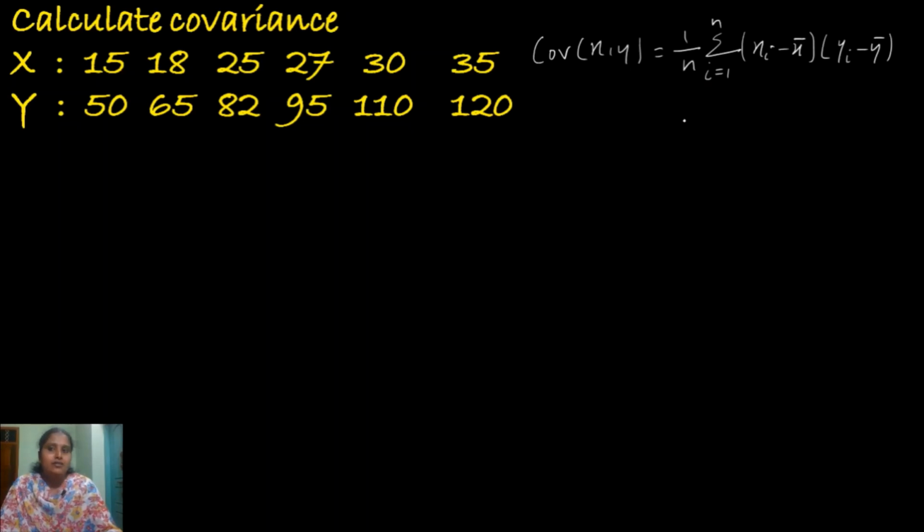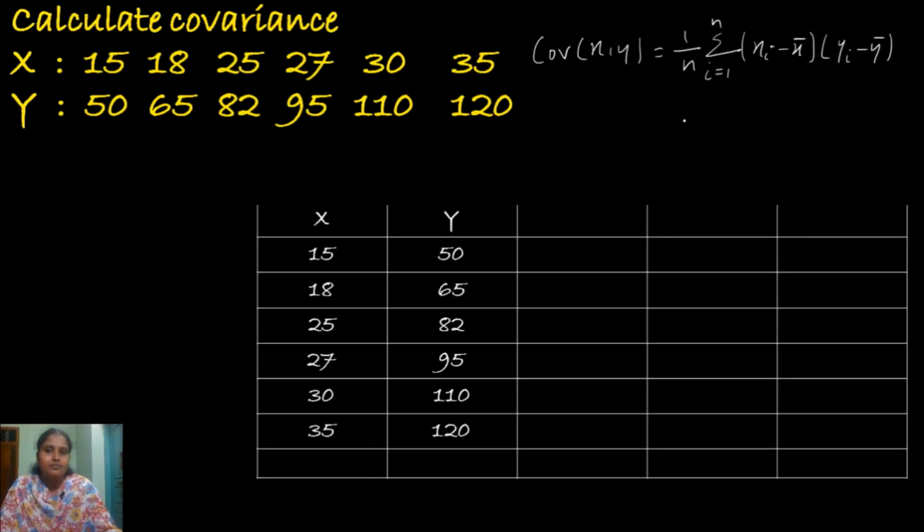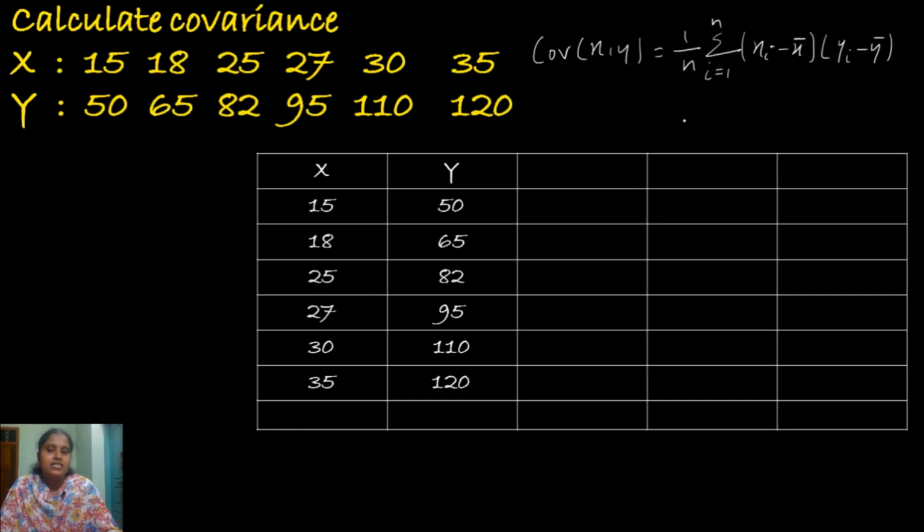For that, let me now construct a table, where the first and second columns consist of the values of x and y. So to calculate the covariance, first let me calculate the values of x bar and y bar. That is, the arithmetic mean x bar is sigma x over n, and y bar is equal to sigma y over n.